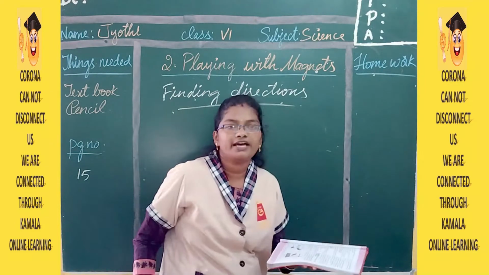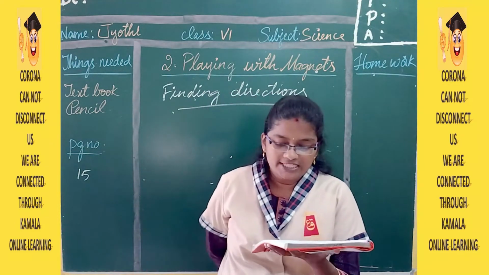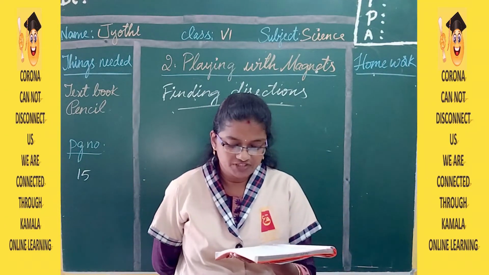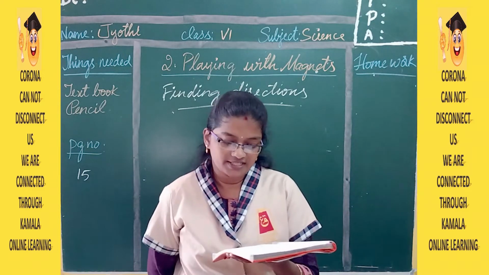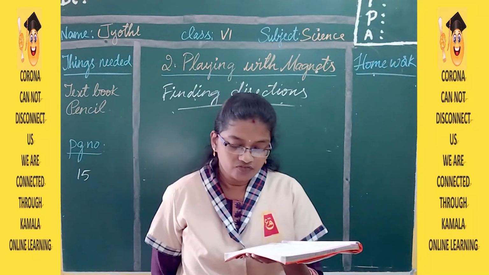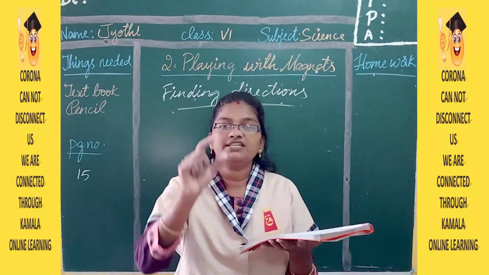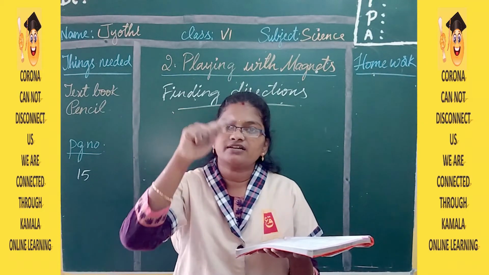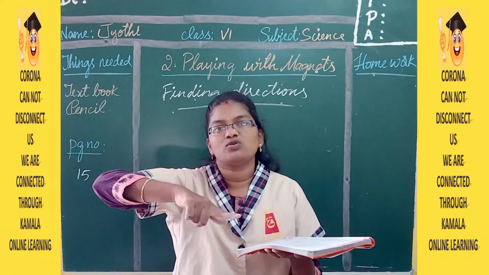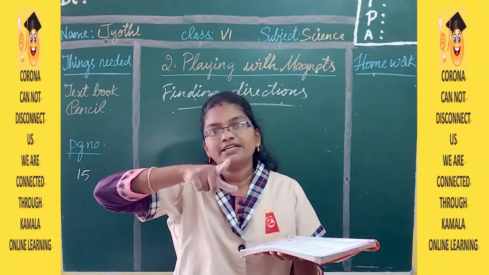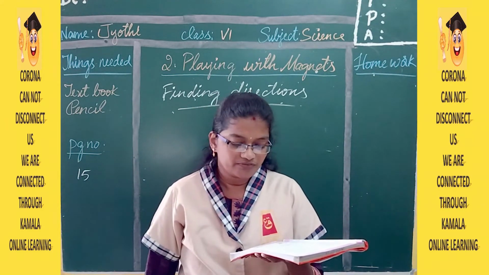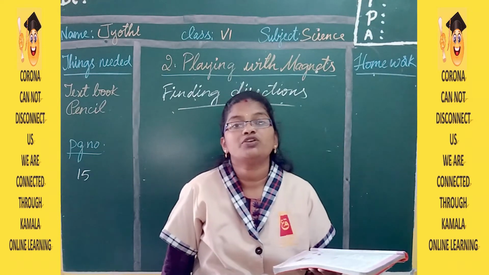Finding the directions. Suspend the bar magnet freely with the help of a thread tied around its center, as shown in figure 4. Does the magnet remain stationary, or is it moving here and there? Wait for some time, and what do you find now?